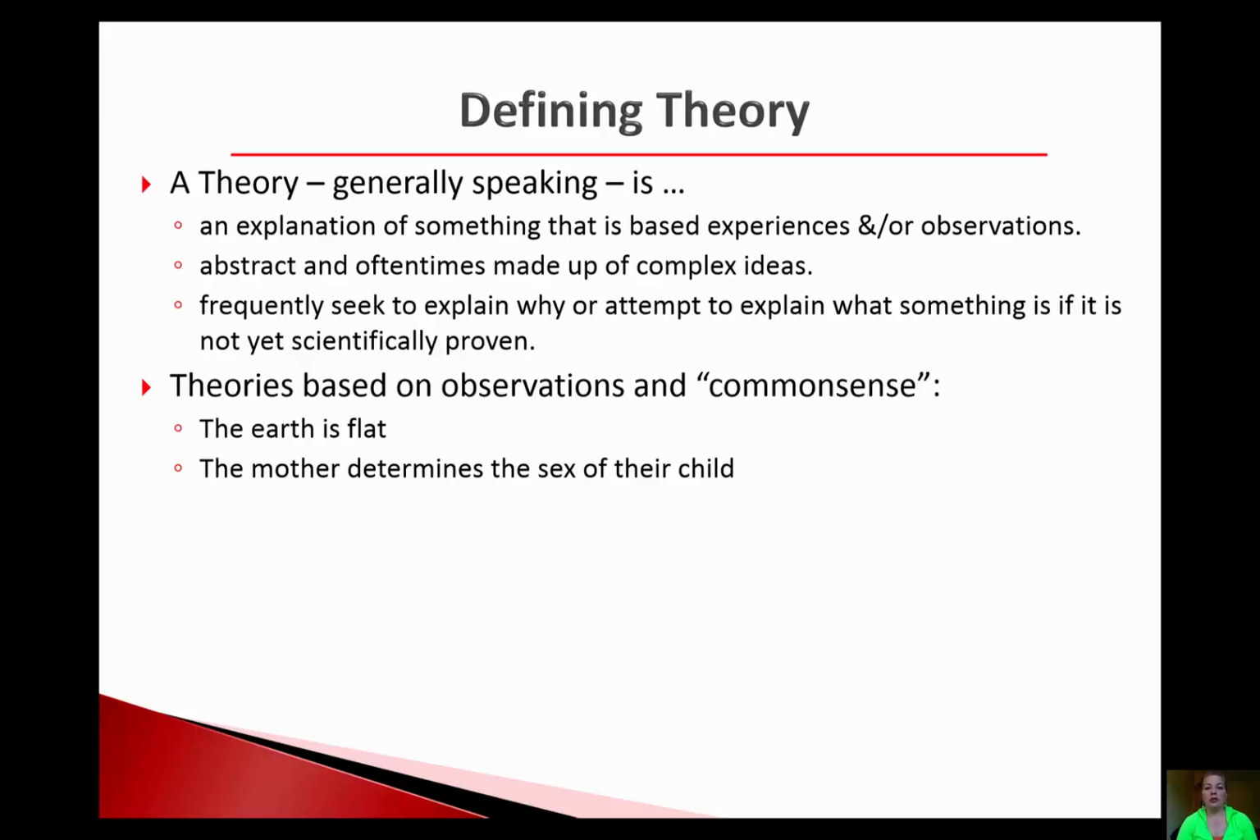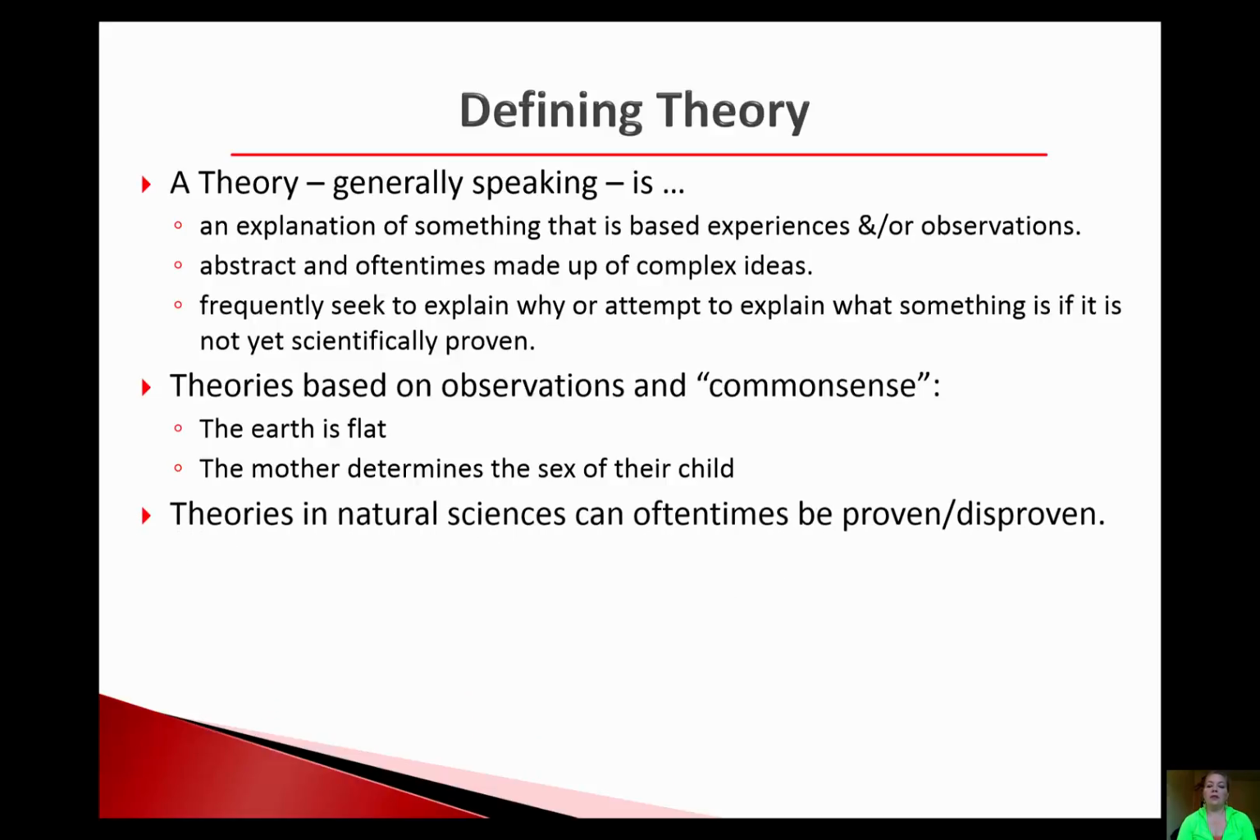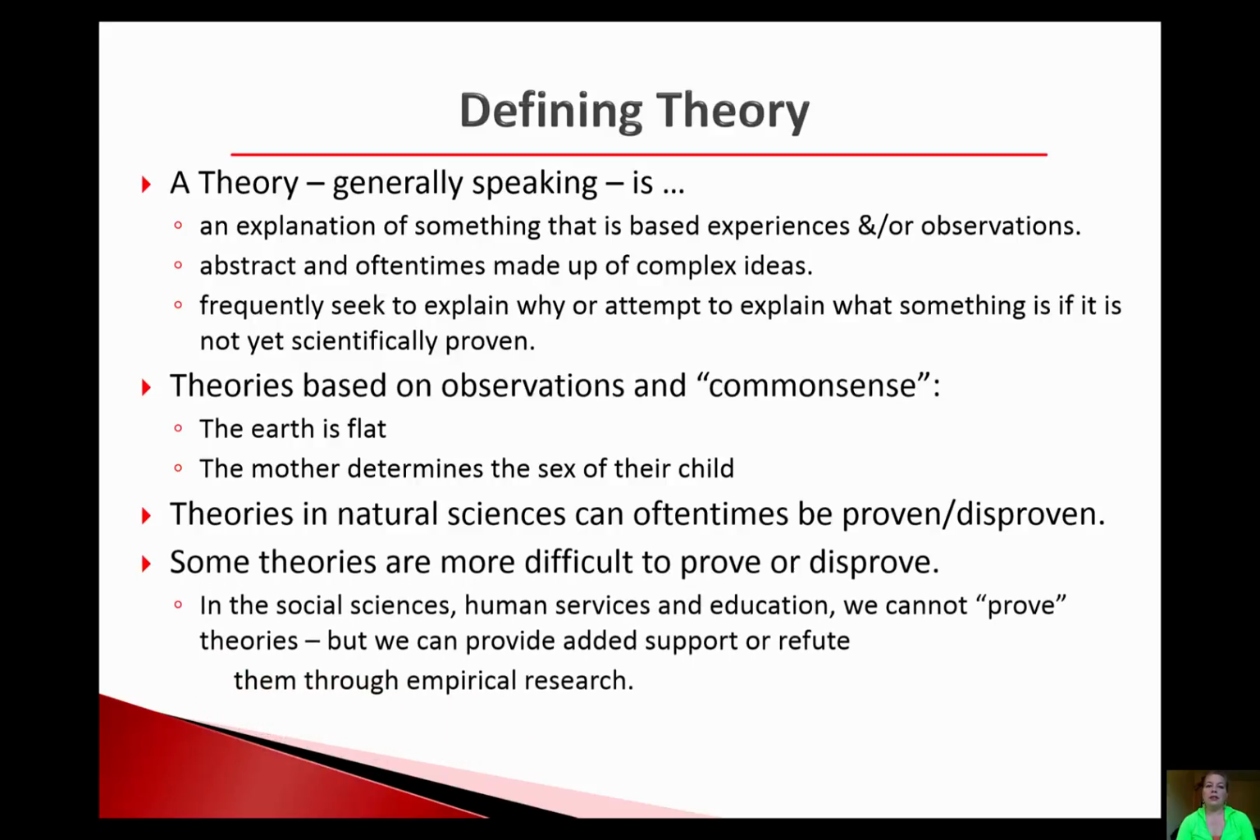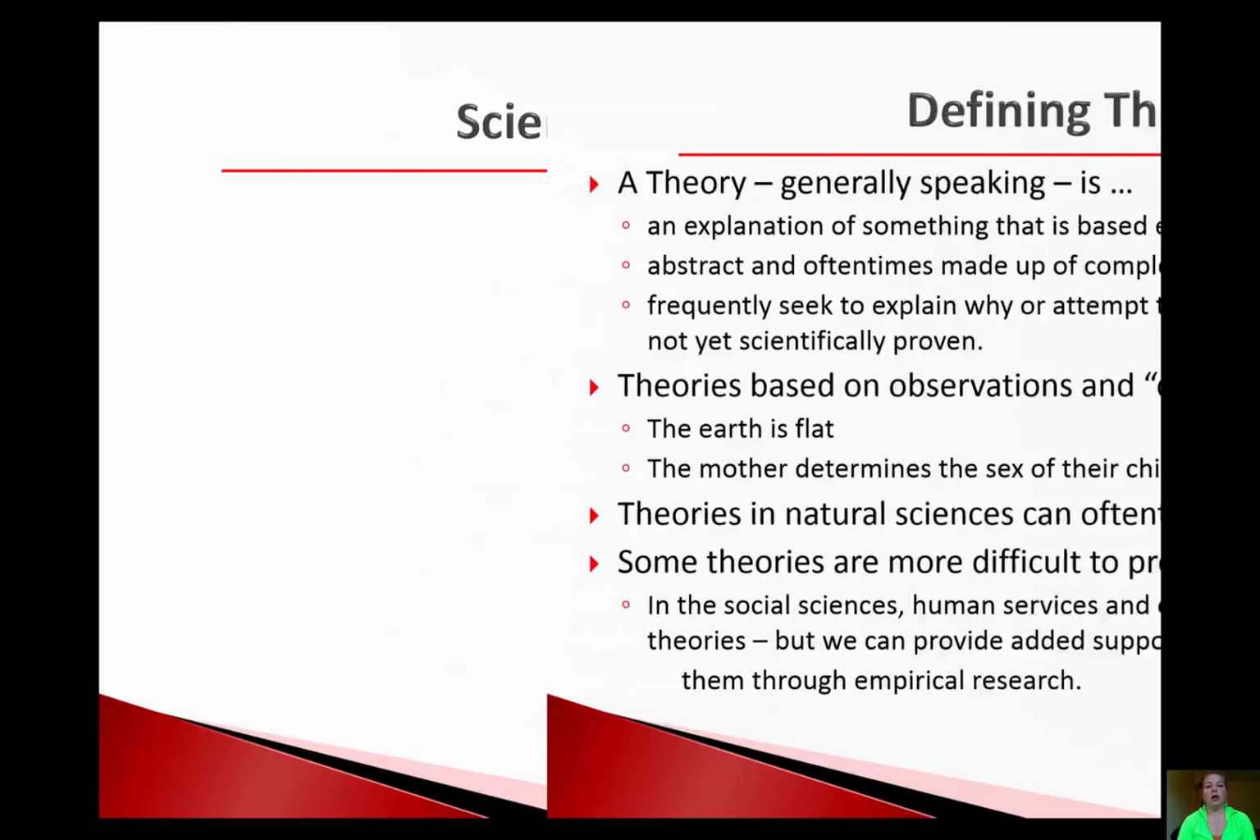Once we have a factual answer, the earth is round, the sex of the child is actually determined by the male, or the sperm, then we no longer have a theory, we have a fact. Theories in natural sciences can oftentimes be proven or disproven, like those we just talked about. Some theories are much more difficult to prove or disprove. In the social sciences, human services, and education, we cannot prove theories, but we can provide added support for or to refute them through empirical research. And that's what we're doing in our proposals for our class.